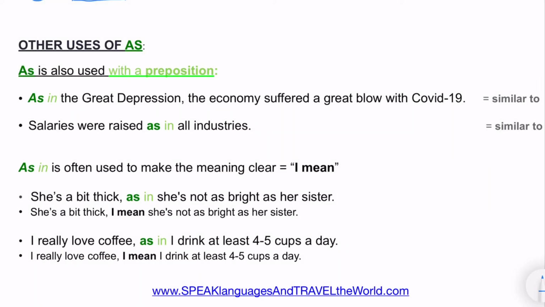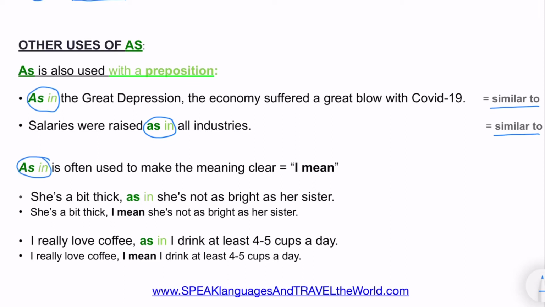Now, other uses of as: it is also used with a preposition. For example, as in the Great Depression, the economy suffered a great blow with COVID-19. This means similar to the period of the Great Depression. Salaries were raised as in all industries. So similarly, salaries were raised in all industries.